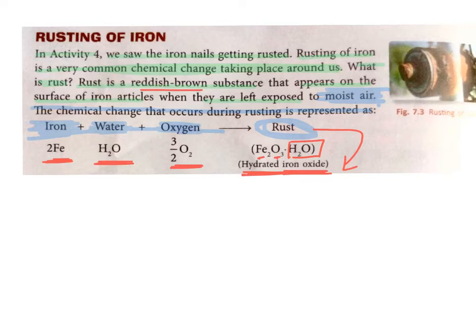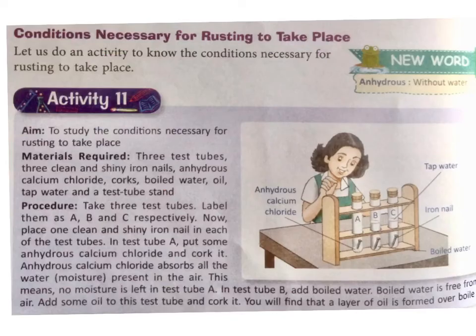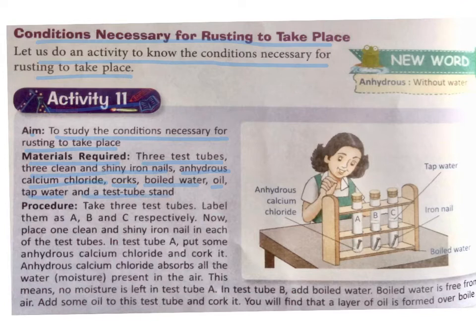Now let us understand rusting with an activity. Here we'll see what are the conditions necessary for rusting to take place. Activity 11. Aim: to study the conditions necessary for rusting to take place. Materials required: 3 test tubes, 3 clean and shiny iron nails, anhydrous calcium chloride, cork, boiling water, oil, tap water and a test tube stand.